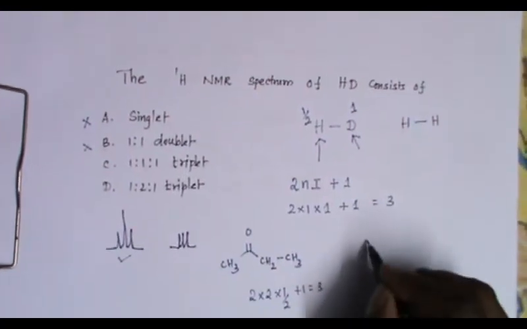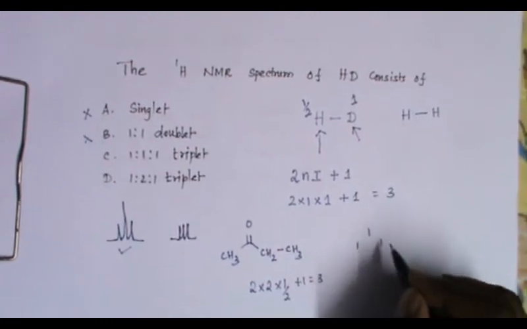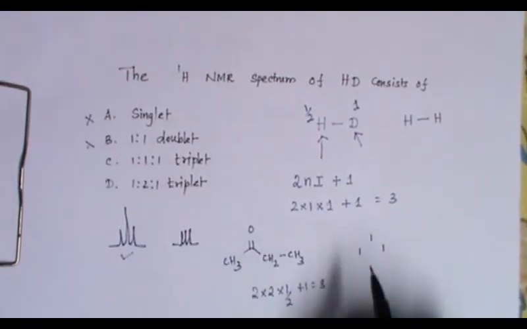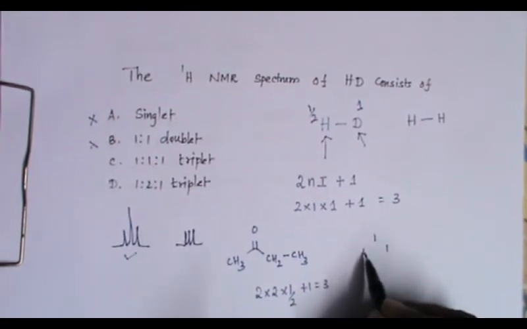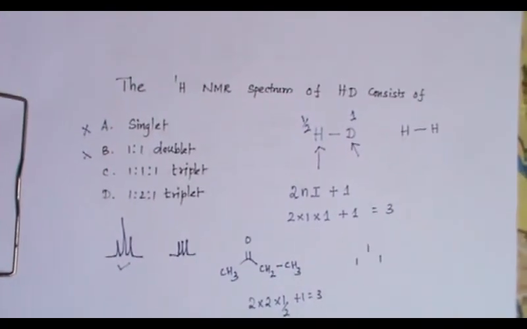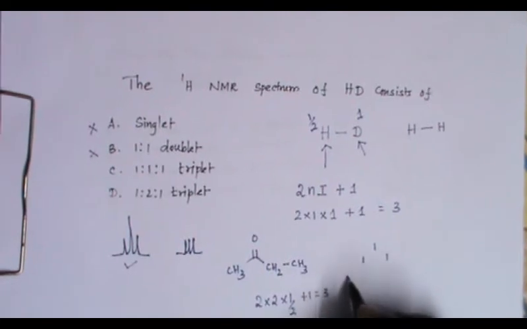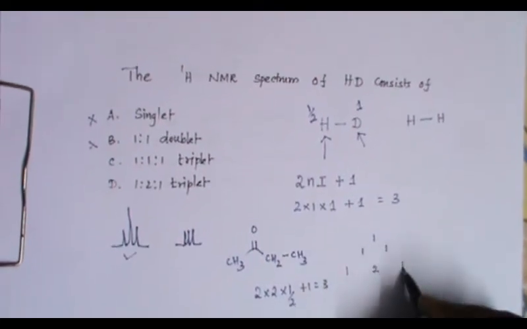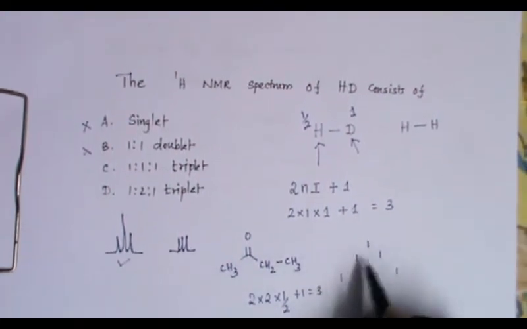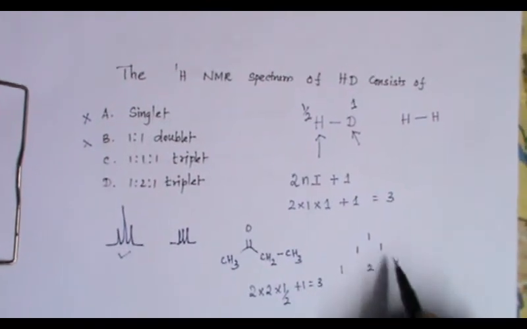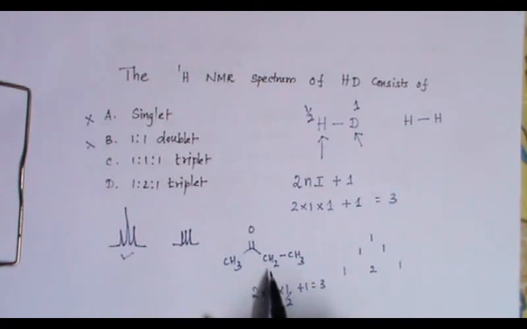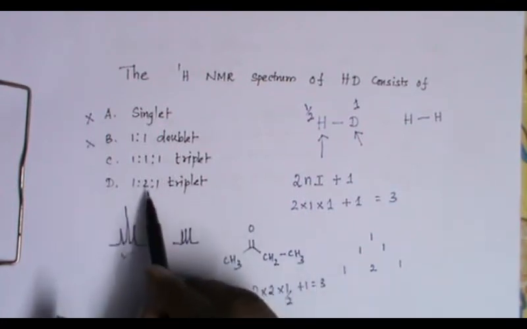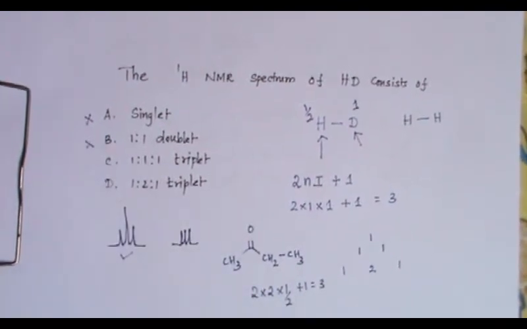It is calculated by using this triangle. When you have only one hydrogen, you will get a doublet and it will be 1:1 ratio. When you have two hydrogens, the ratio will be like this. 1, when you add these two, you will get 2 and finally 1. So when you have CH2, you will get a 1:2:1 intensity ratio.